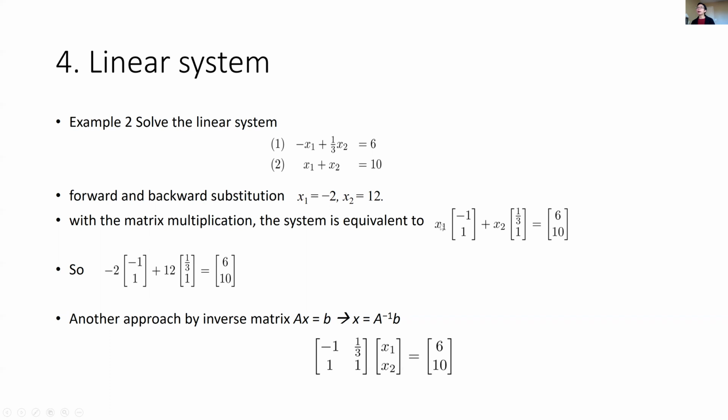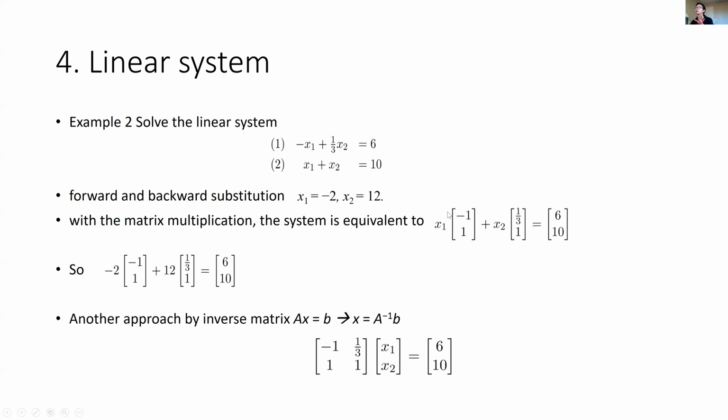So it's going to be x1 times this column vector. This column vector just comes from the coefficients of x1 in these two equations, plus x2 times that column vector. And the right-hand side is a vector that contains the right-hand side numbers. So this matrix equation, this linear system, can be converted to this, we call it vector form, right? So this is a vector form, and it is equivalent to the original system.